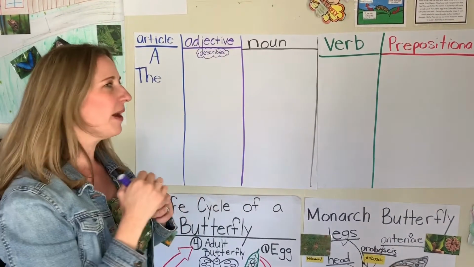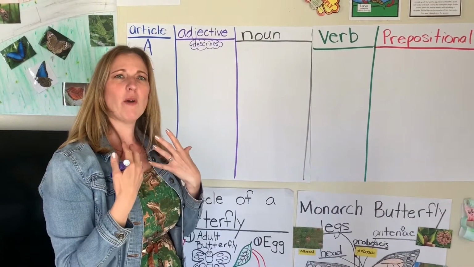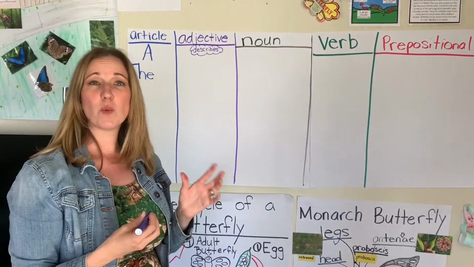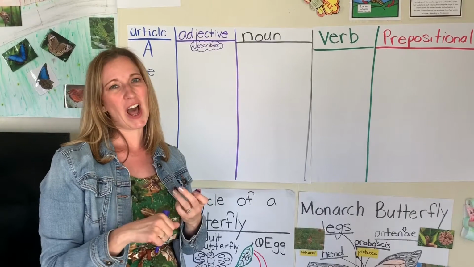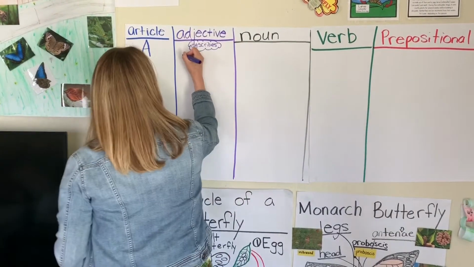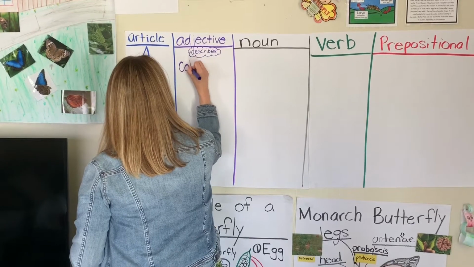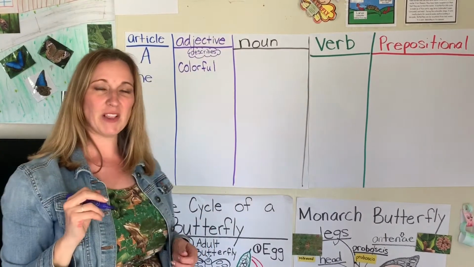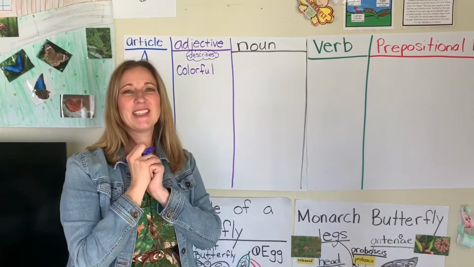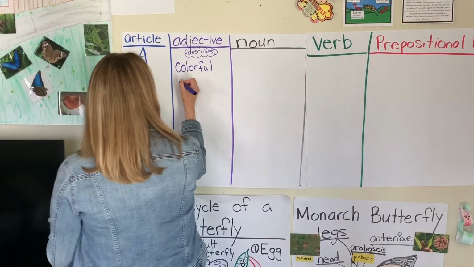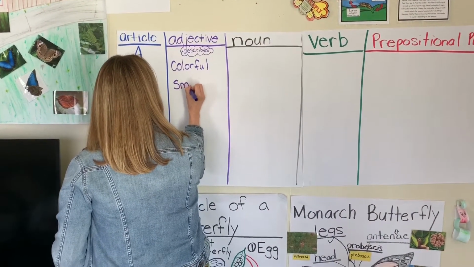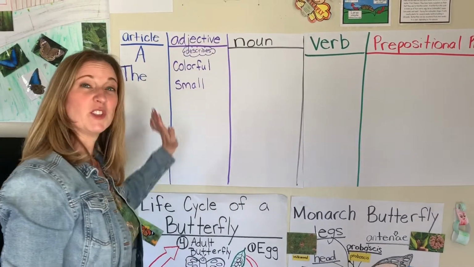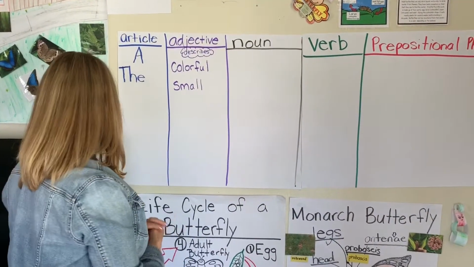Okay, and so let's think about our butterflies and think about what words you can use to describe a butterfly. Well, one of the first words that comes to my mind would be colorful, because I know butterflies can be very colorful. Another word that I would use to describe our butterflies is small, because they are small right now. So I'm going to write the word small as my second adjective. All right, and I'm just going to leave it with 2 for now and move on to our next category or our next column.